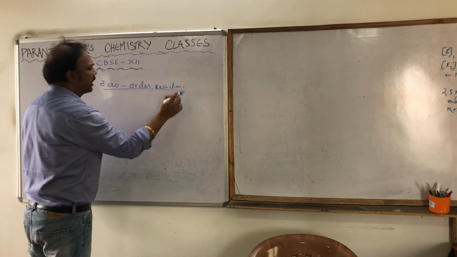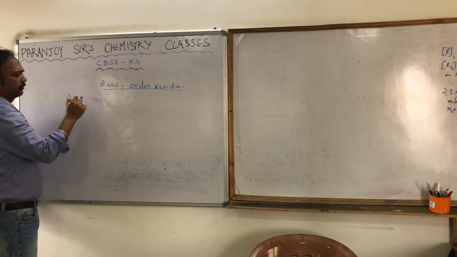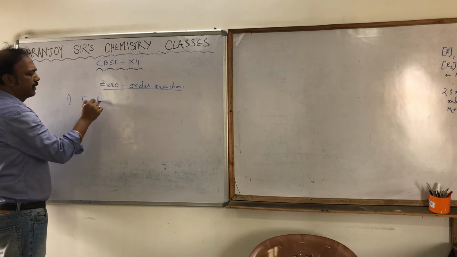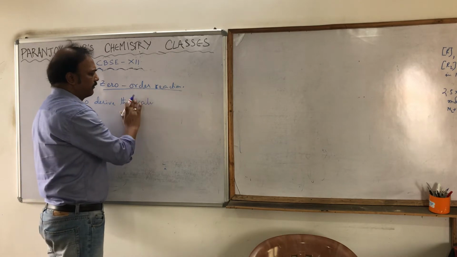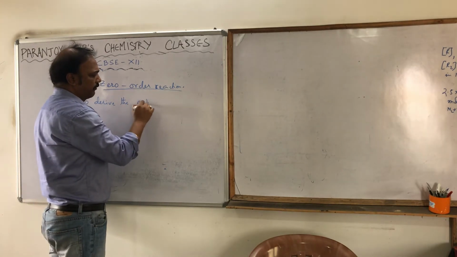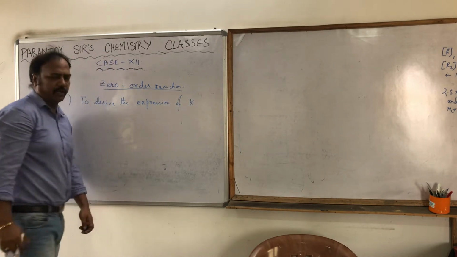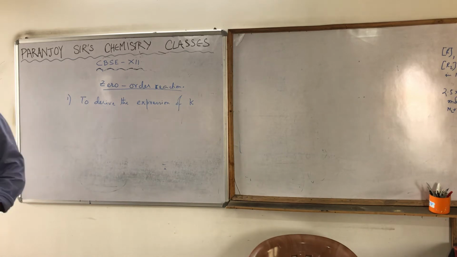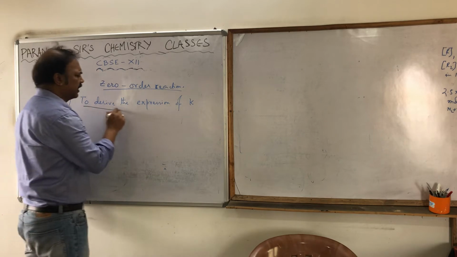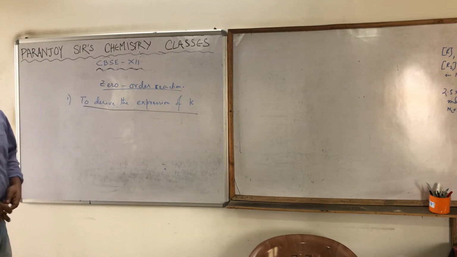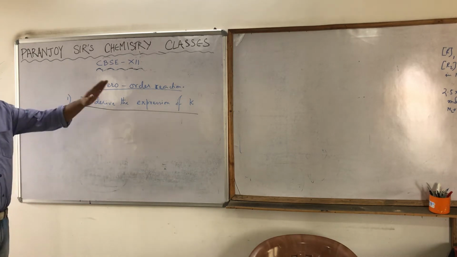Okay, zero order reaction. First point about zero order reaction we are going to study is to calculate or to derive the value of K, or rather to derive the expression of K. K means rate constant, you know this. Okay, that's the first topic we are going to study. Now, under this, obviously, please understand it. This is a little bit mathematical and it's not very tough mathematics. So, you have to know this.